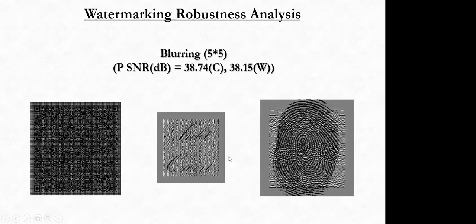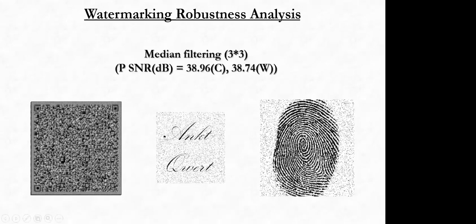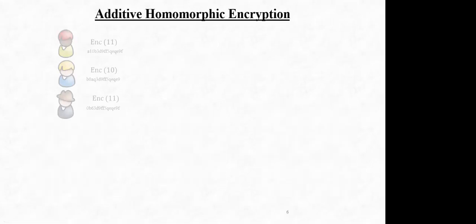Signature is destroyed to a great extent, but still fingerprint verification can be done because the PSNR values are quite low in this case. So if the blurring attack is launched with a 5x5 matrix, then definitely fingerprint verification at least can be done to some extent. With salt and pepper, both verifications can be done quite nicely because both of them are recognizable at least. Median filtering again impacts both of them to a great extent, but the verification was done with some accuracy at least.